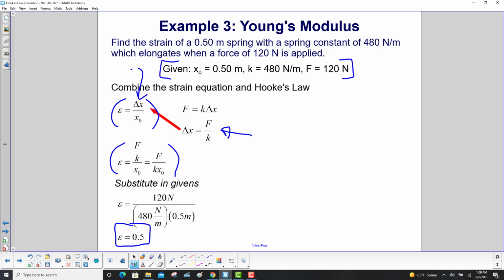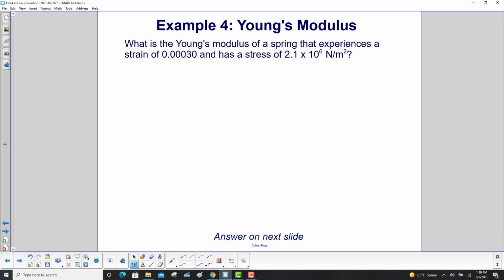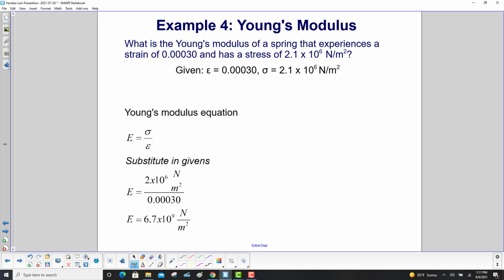What is the Young's modulus of a spring that experiences a strain of 0.00030 and has a stress of 2.1 times 10 to the 6th newtons per meter squared? We use the Young's modulus equation, the version that has stress over strain, and substitute in our givens. We have stress on top, strain on the bottom, and we get a Young's modulus of 6.7 times 10 to the 9th newtons per meter squared, or pascals.